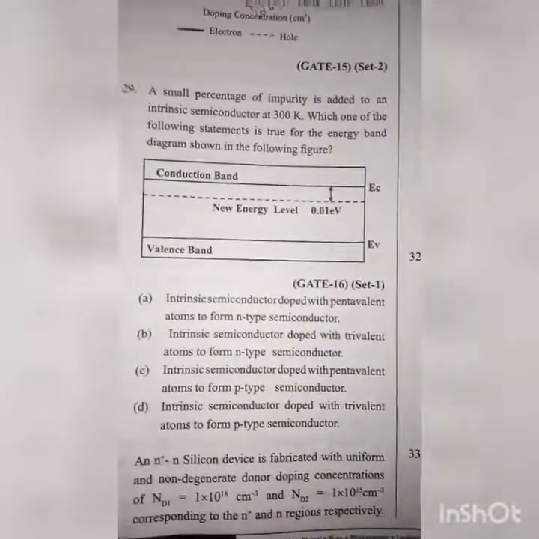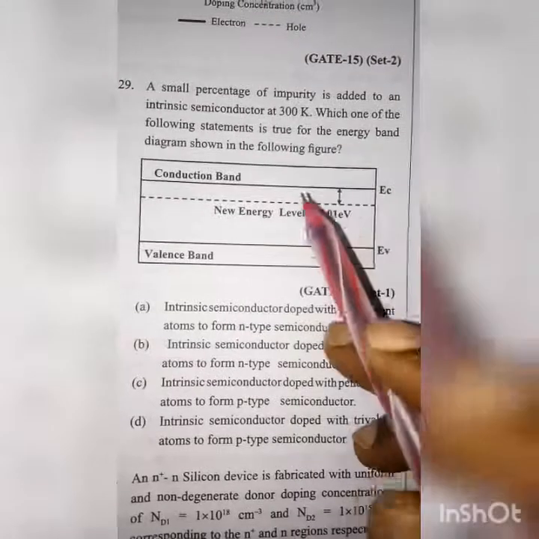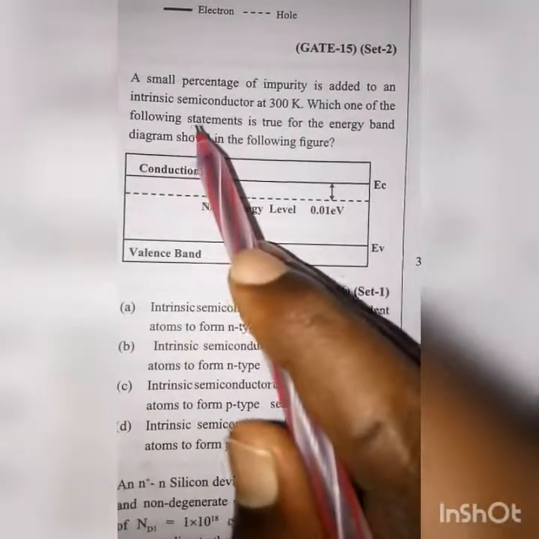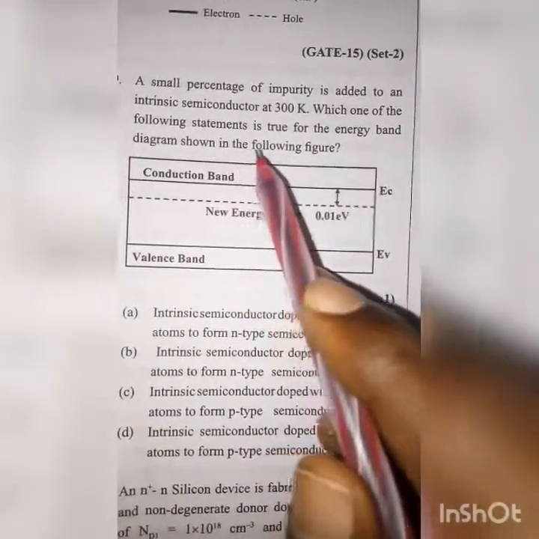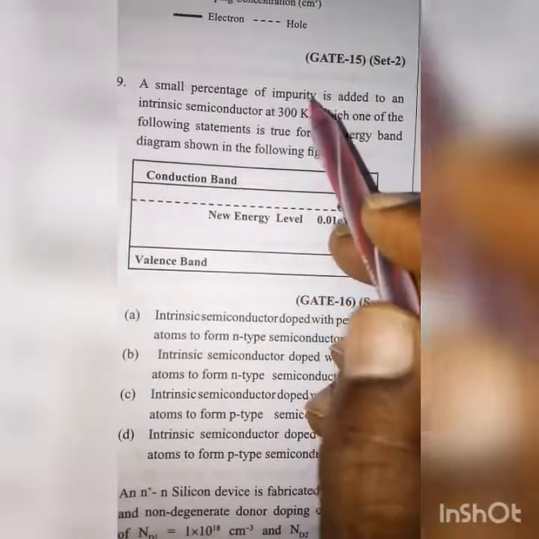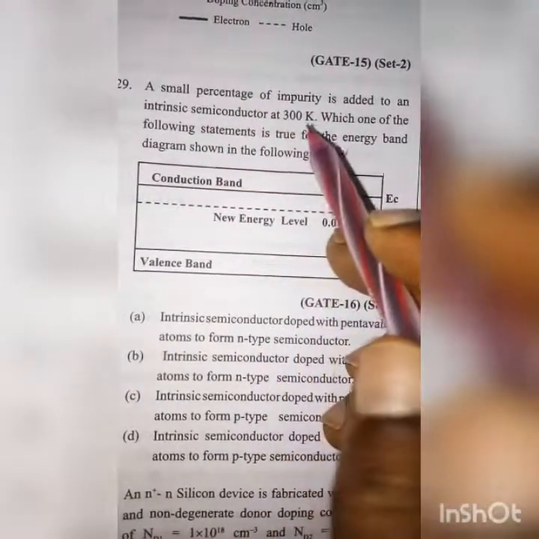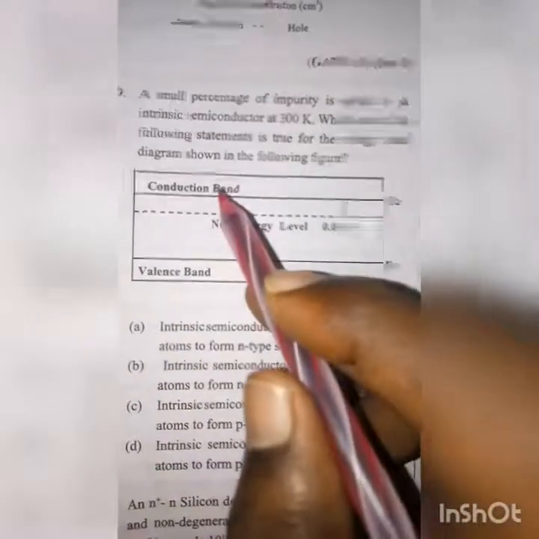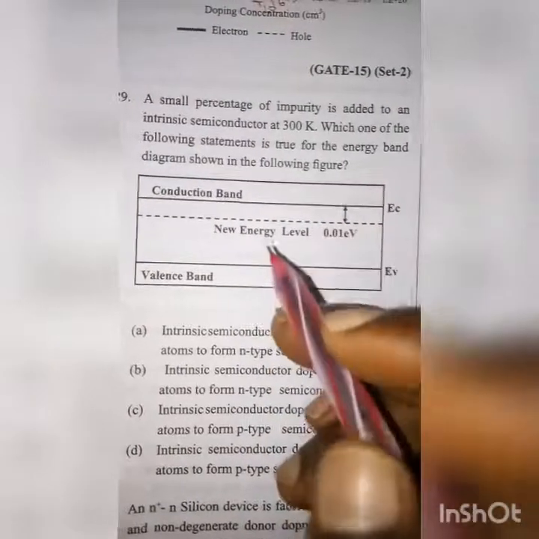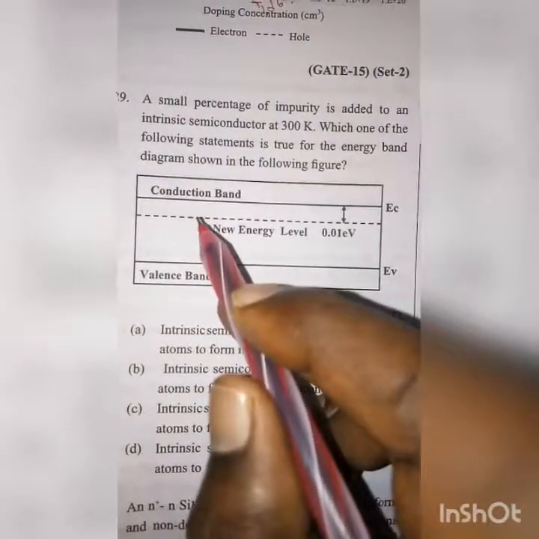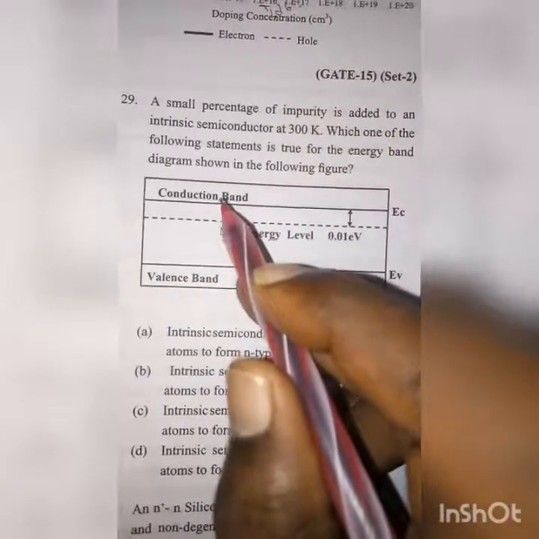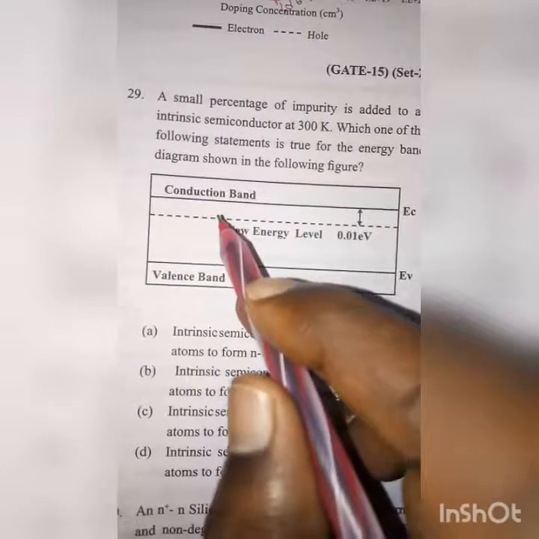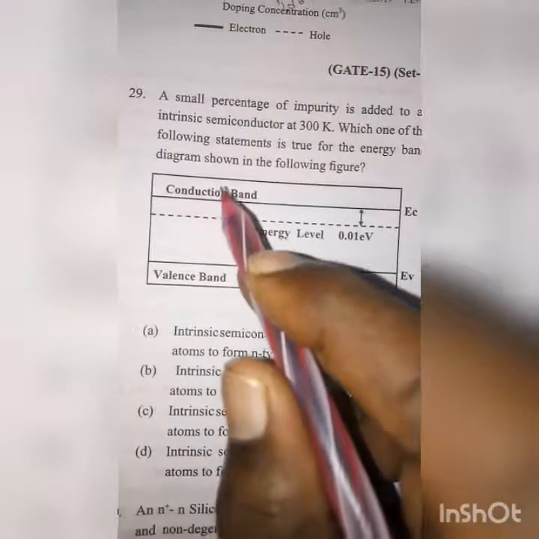Very important conceptual question. A small percentage of impurity is added to an intrinsic semiconductor at 300 Kelvin. Which one of the following statements is true for the energy band diagram shown in the figure? He gave the figure. From this figure, you conclude that the Fermi energy level is near to the conduction band and far away from the valence band.